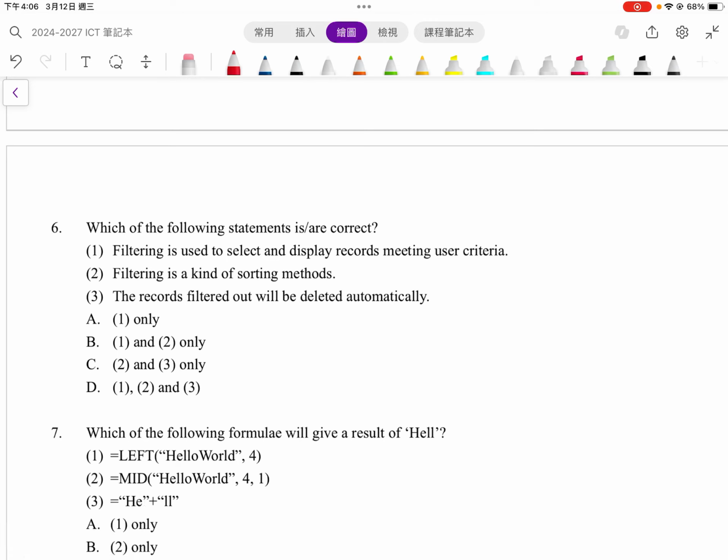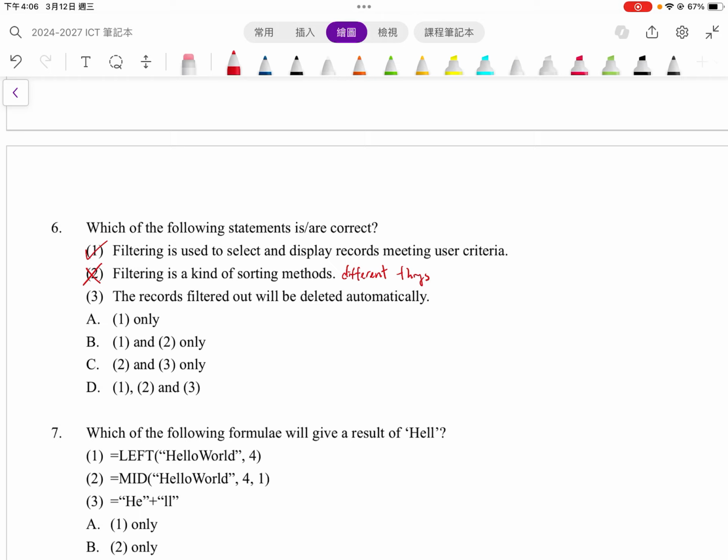Next, question number 6. Which statement is correct? Number 1, filtering is used to select and display records meeting user criteria, which is right, because this is what the filtering does. 2, filtering is a kind of sorting method, which is wrong, because they are 2 different things.